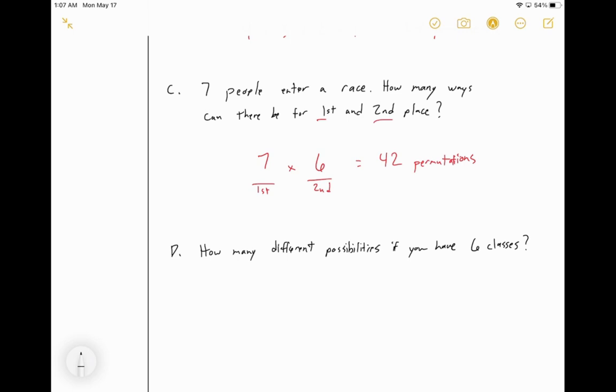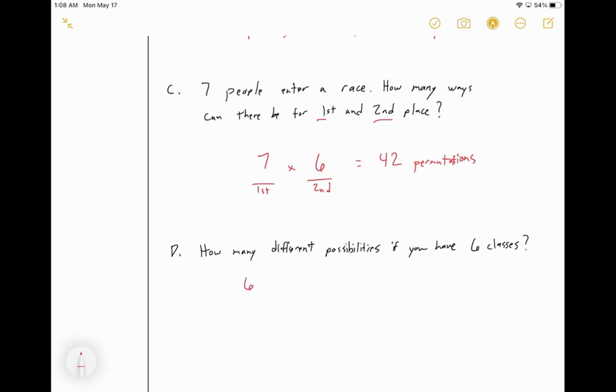And not counting homeroom. Just the subjects. So how many different possibilities can I have for 6 classes? Now I didn't say just for the first 2 classes. I said for all 6. So let's do all 6. How many different ways for first period? I can have 6 different choices.